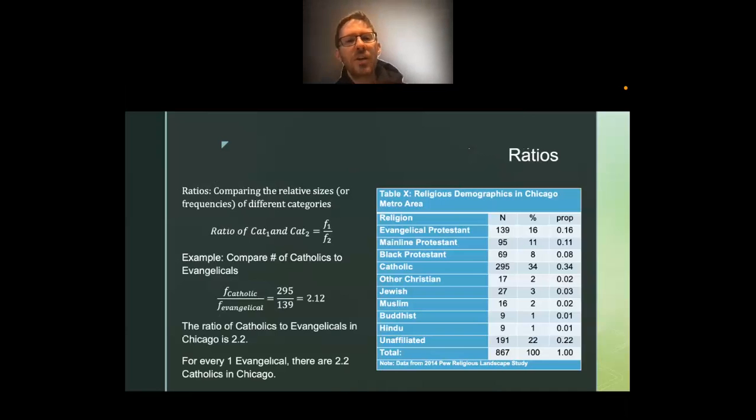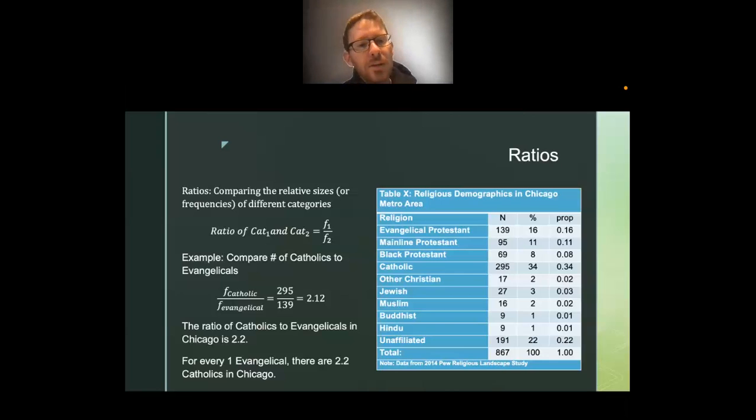Next, we have ratios. This is how you compare multiple categories within a variable. So you would take, for example, maybe you want to compare how many Muslims there are in Chicago versus how many Buddhists. And this is what a ratio is, comparing those relative sizes within the population. So let's say we're comparing the number of Catholics to evangelicals. All you're doing is taking the first category you're interested in and dividing it by the frequency of the second category. So here we have Catholics are 295 and evangelicals there are 139 in this data set. So that gives us a ratio of 2.12.